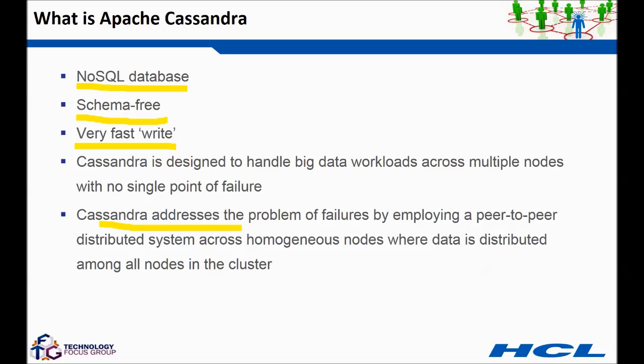Cassandra handles the problem of failures by employing a peer-to-peer architecture, where all nodes are equal. It is a distributed system across homogeneous nodes, where data is distributed among all nodes in the cluster. So you have different nodes. All nodes will be storing some pieces, some chunks of that data, and each piece of data will be replicated as per the settings. So there is no scenario where your data will not be available.